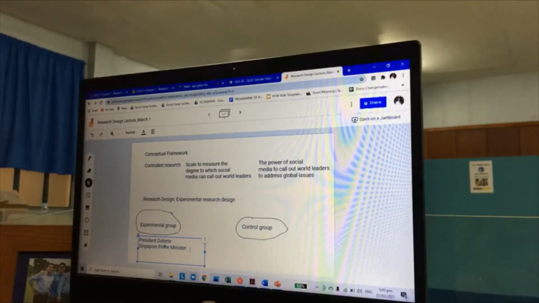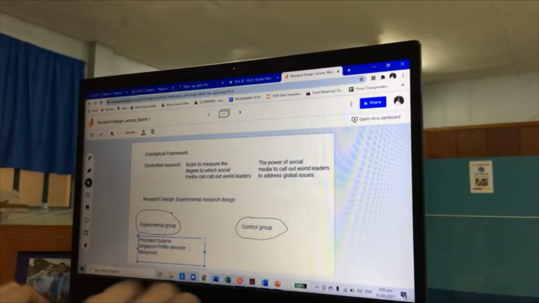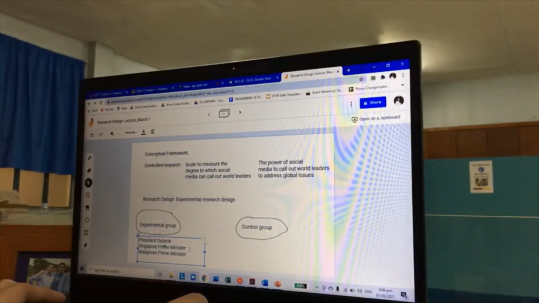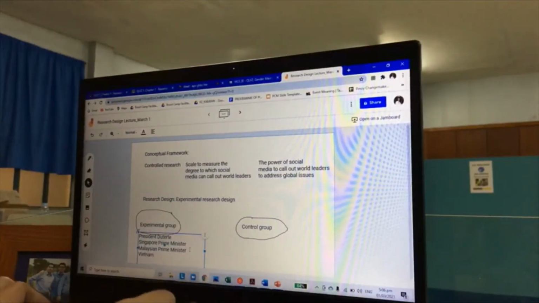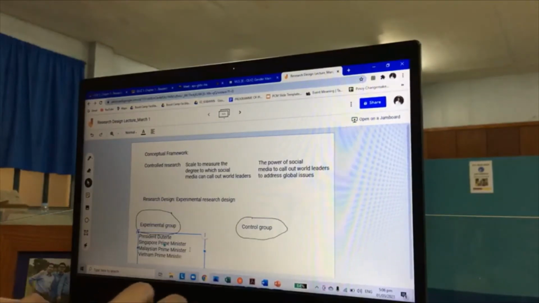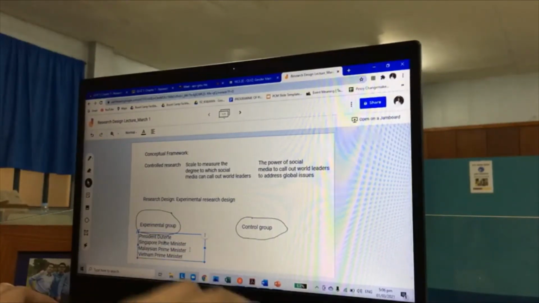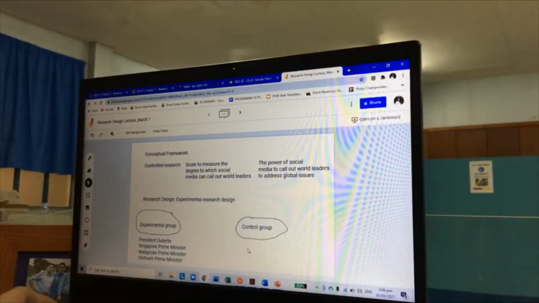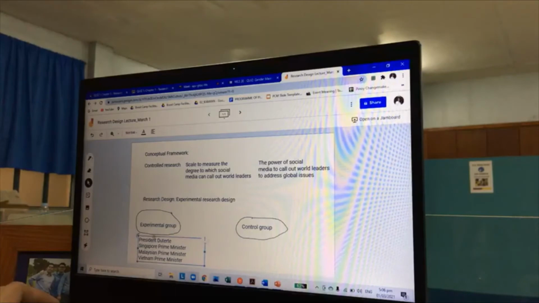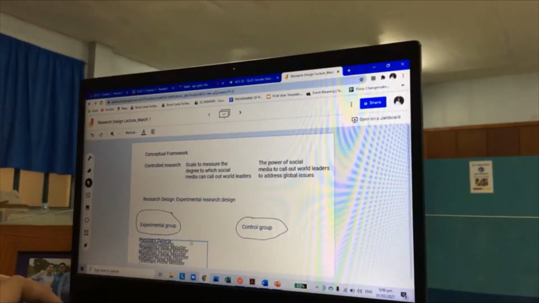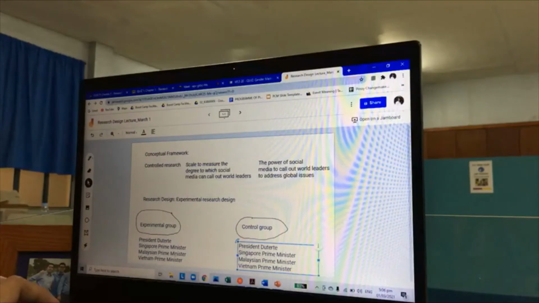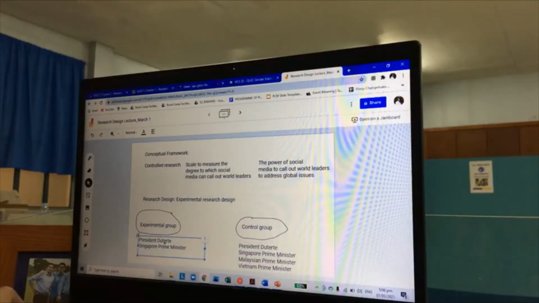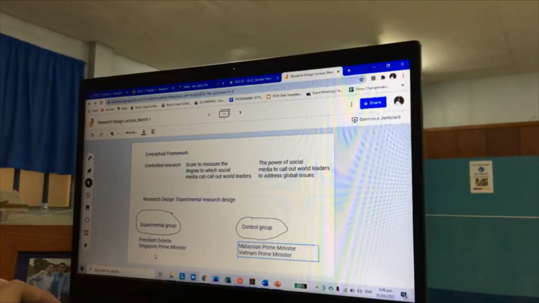No, I don't think that's feasible. Let's include the Malaysian Prime Minister, and Vietnam. Is it a Prime Minister in Vietnam? They are socialist, I'm not sure. So, let's say that's the experimental group. And then the control group would be another group of world leaders. The Malaysian Prime Minister could just be in the control group, while Duterte or Singapore would be our experiment.